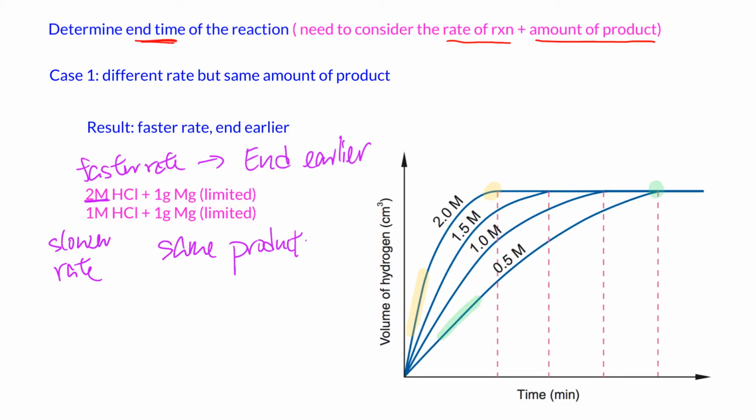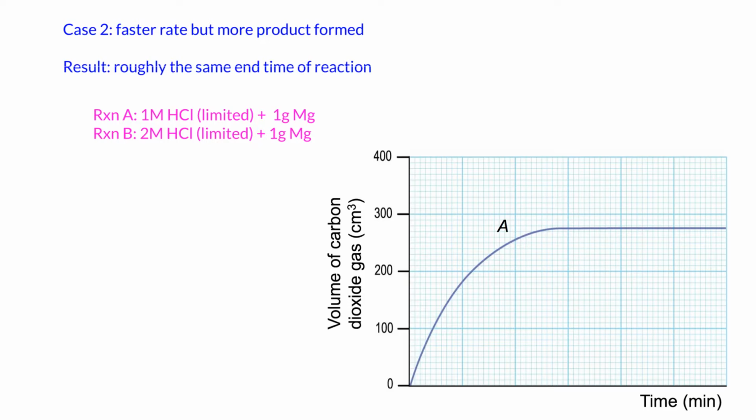That is very simple for you to understand, and most of the questions will be like this one. But actually we can have other scenarios with different rates and different amounts of product. For example, in case 2, we can have a faster rate, but at the same time more product to be formed. In this case, if you have a faster rate, you do it faster, but you can't end faster because you need to produce more product. At that time it can have many possibilities, but normally we roughly have the same end time.